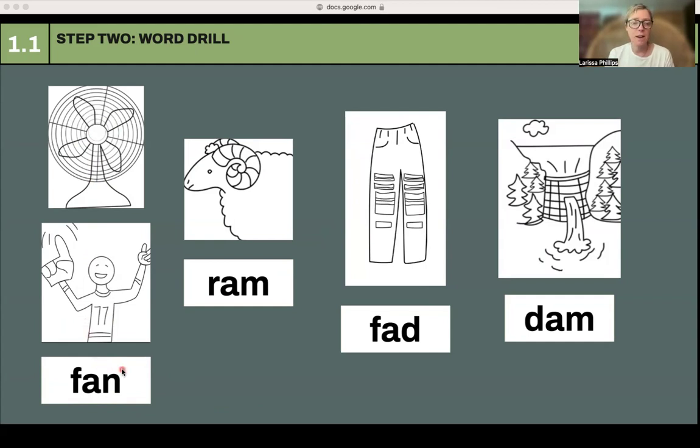So fan. And here we have ram, which is a male sheep, or it can mean to ram something. Fad. A fad is, this is a picture of ripped jeans. Like there's a fad for ripped jeans. Dam, which is a dam, like a thing that they use to block a river so the water gets held back. Okay, those are some of our vocabulary words.